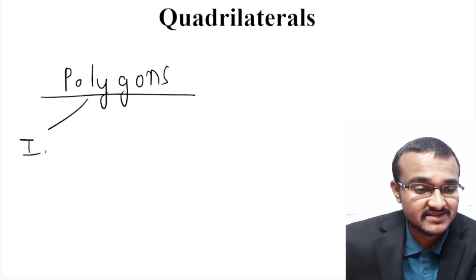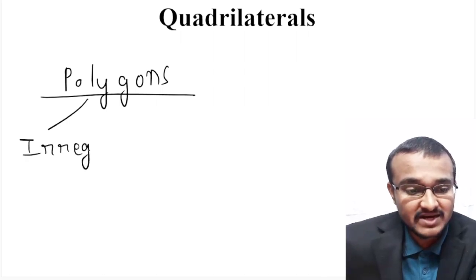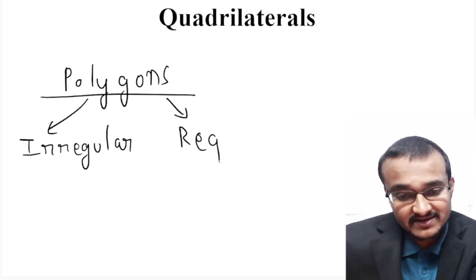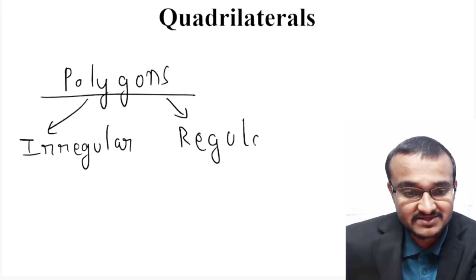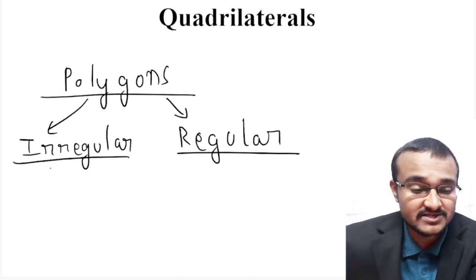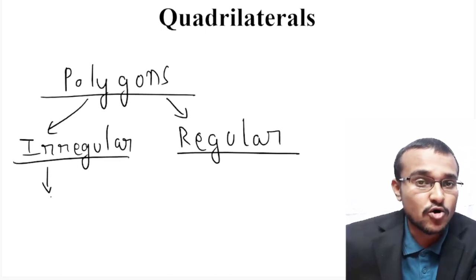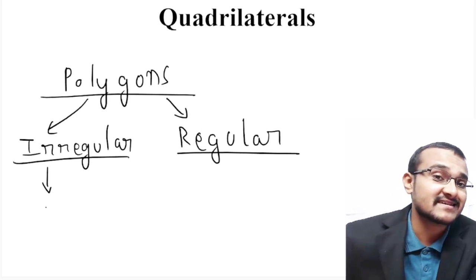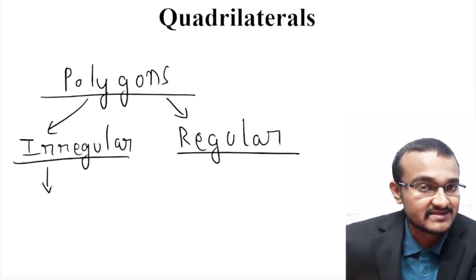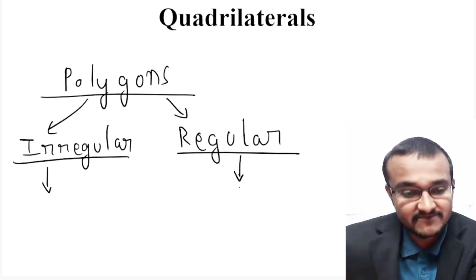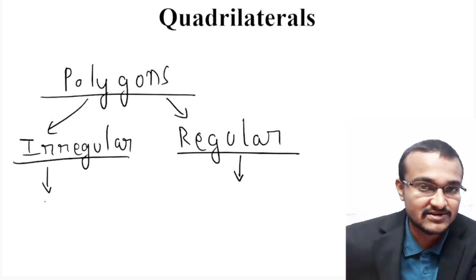So one particular division is irregular polygon and the other division in this polygon classification is regular polygon. There are two types again, like this is another part of division which happens in polygons. So one will be regular and one will be irregular polygons. Any polygon which has all its line segments equal to each other and all its interior angles equal is a regular polygon. If it is not so, then it is known as an irregular polygon.